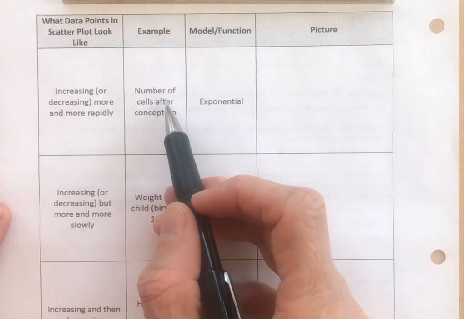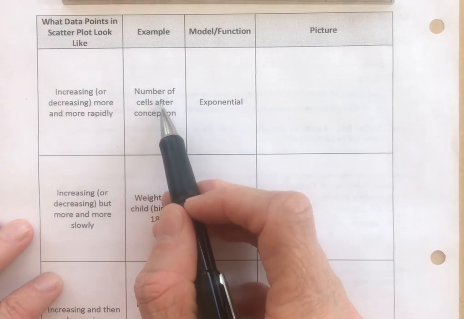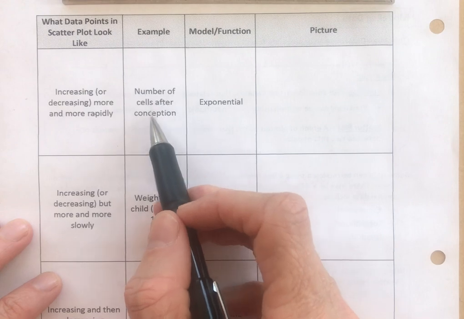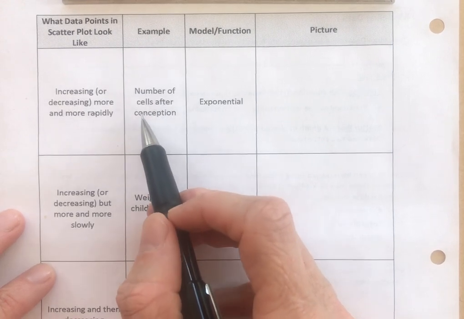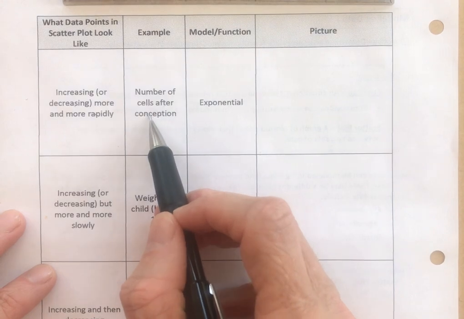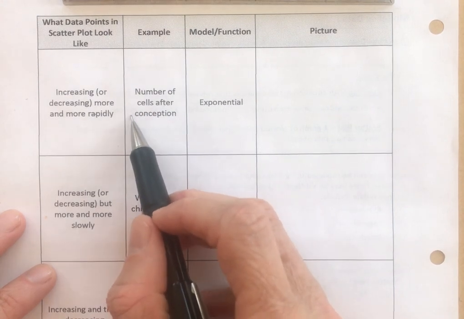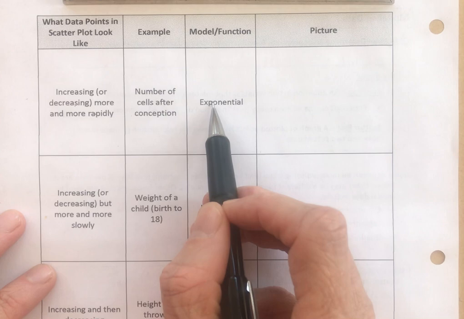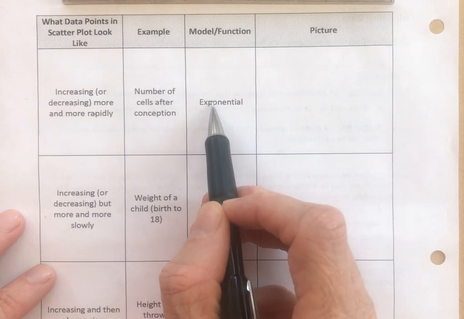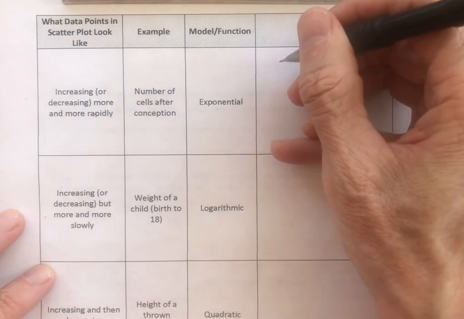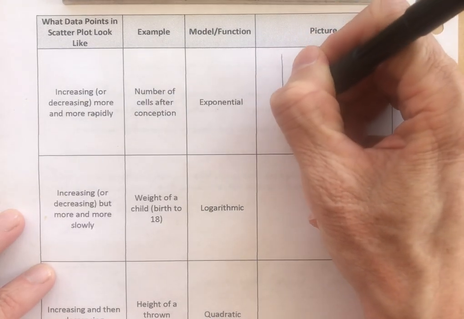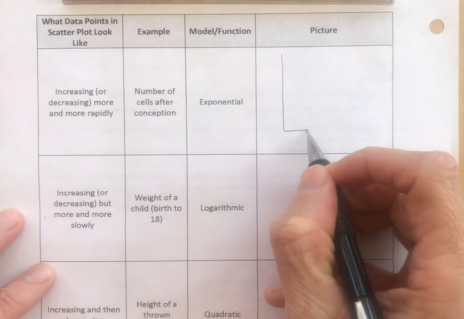A good example of this are number of cells, human cells after conception. Of course, we start with the sperm and the egg coming together, and then that splits, and then they split, and then they split. And the number of cells grows very, very quickly. It grows exponentially. Okay, that's our model here. So again, let's make it just a simple first quadrant graph.